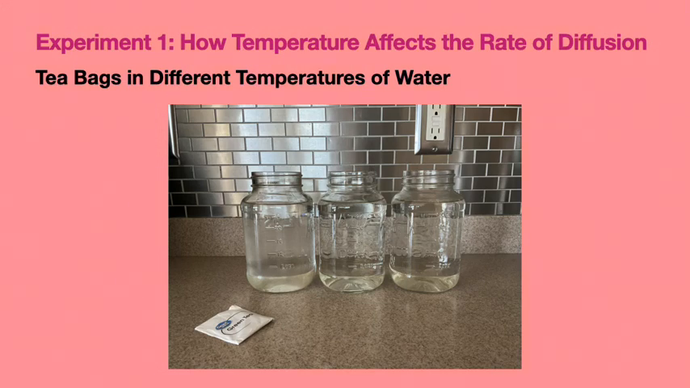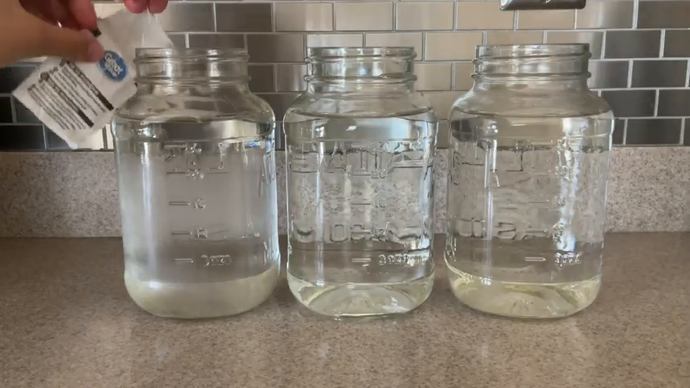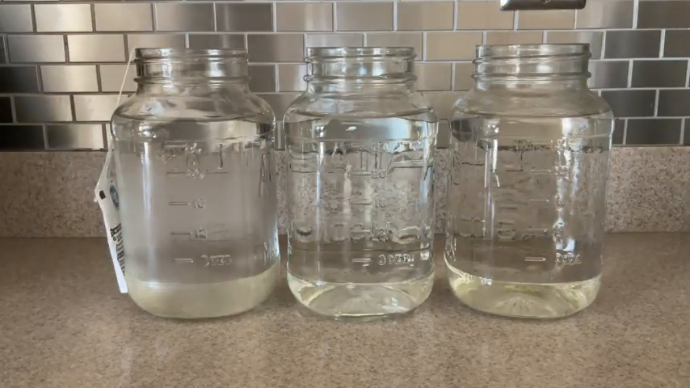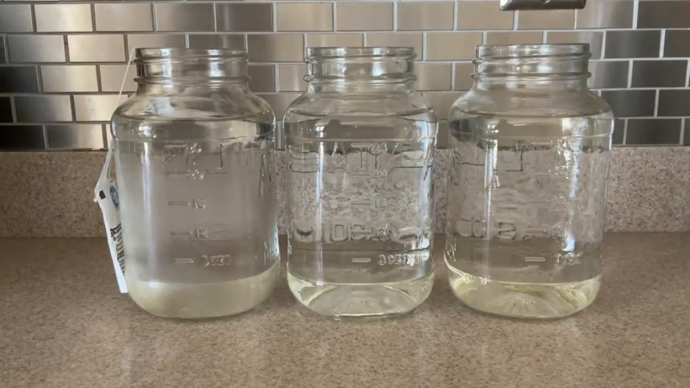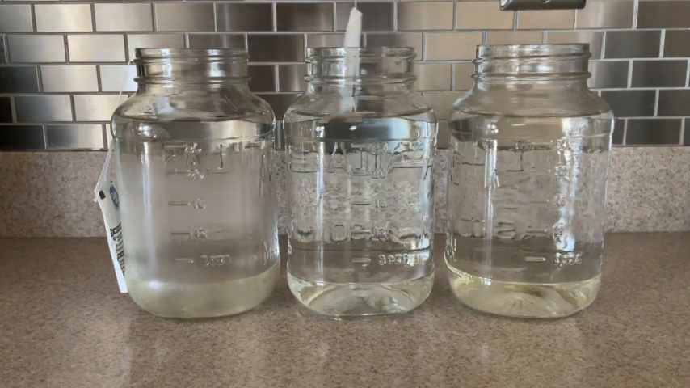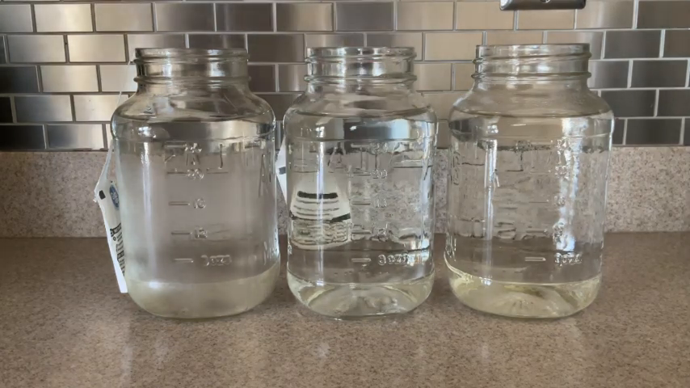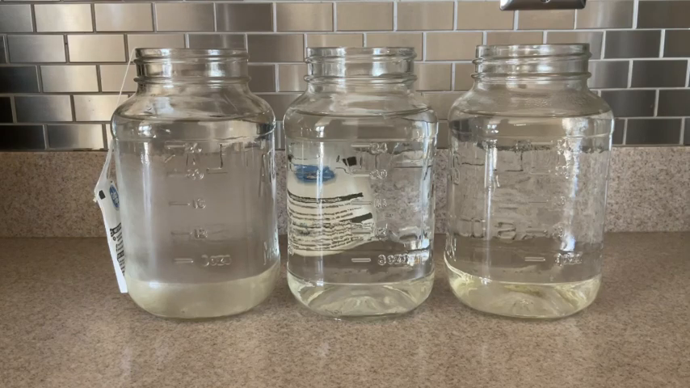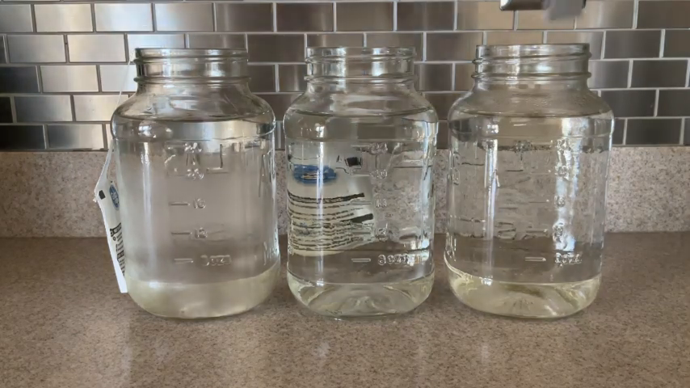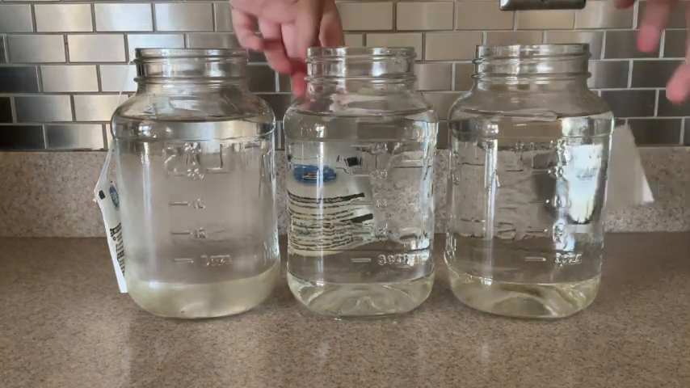Now let's dive into Experiment 1, where we investigated the effect of temperature on the rate of diffusion with tea bags in different temperature conditions. In this experiment, we prepared 3 containers of water, one filled with cold water, one filled with room temp water, and the third one with hot water. Each container contained a tea bag, and we observed how the temperature of the water affected the diffusion of tea particles.